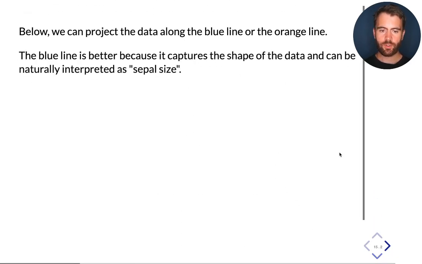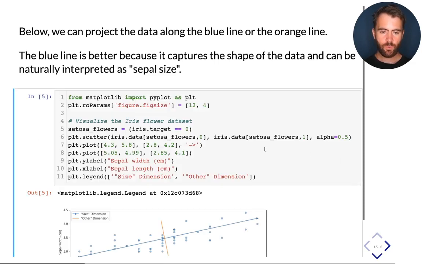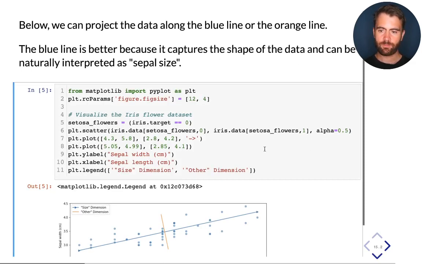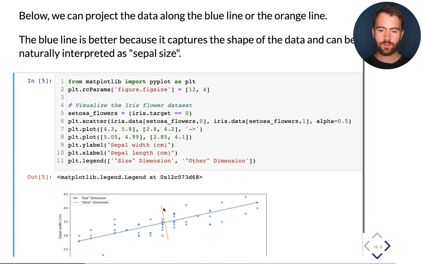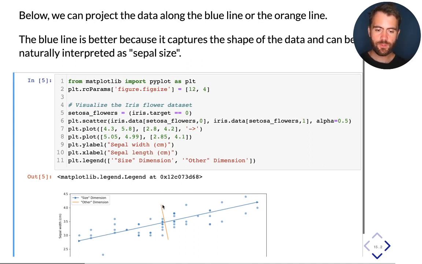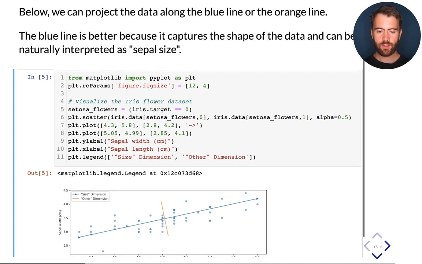Consider again our data set of iris flowers, which I am displaying here. Here I have drawn two lines, the blue line that we saw earlier and another orange line which is perpendicular to the blue one. And we can try to choose between these two lines which would represent a better low-dimensional subspace for this data. So here we're projecting from dimension 2 into a dimension of 1, and here I've given two options, blue and orange.